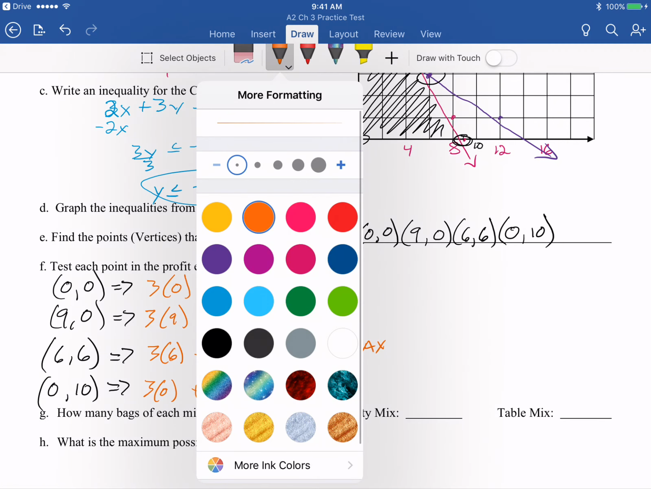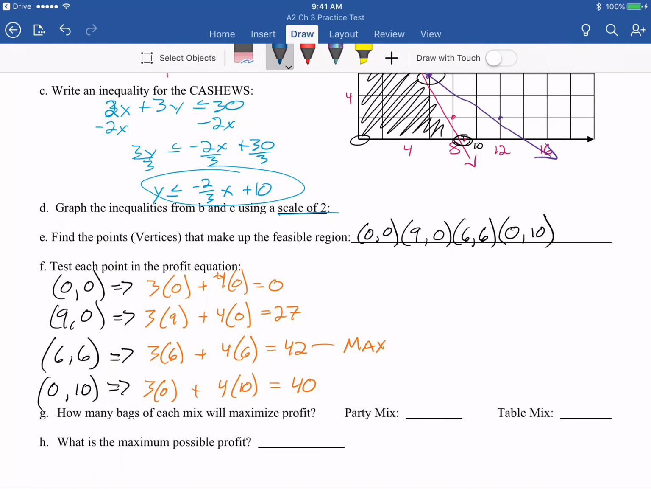All right, so now it asks you how many bags of each type will maximize your profit. This gives you your maximum. So it's 6 bags of party mix, 6 bags of table mix. And what is your profit going to be? 42 bucks.